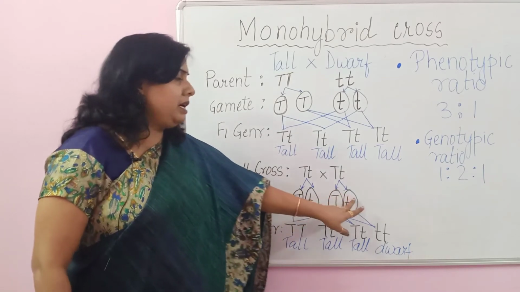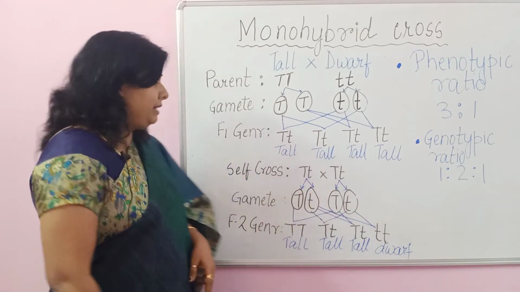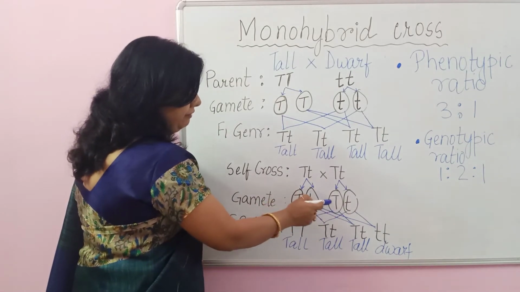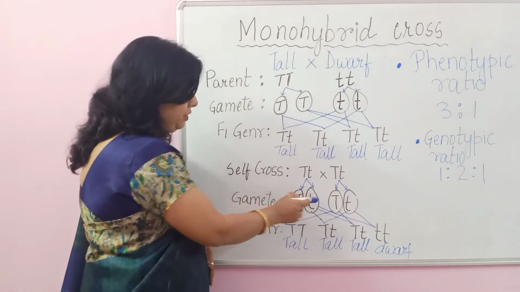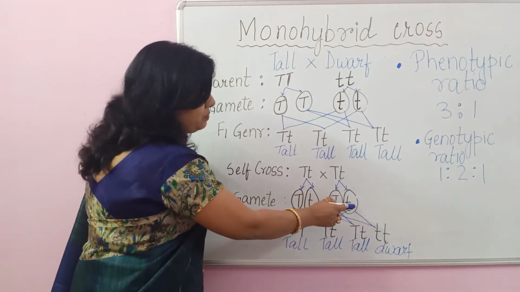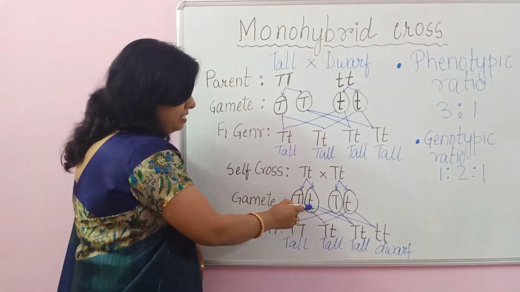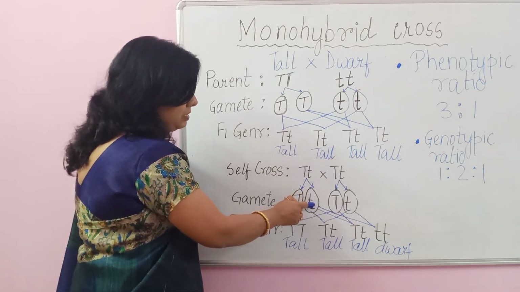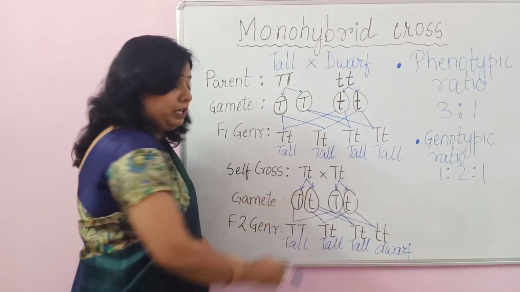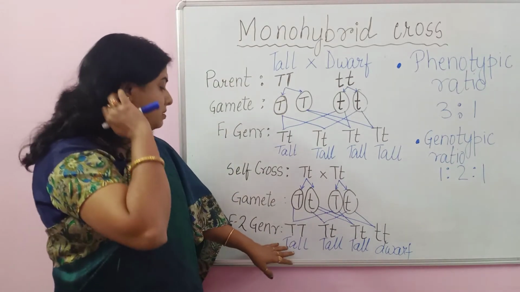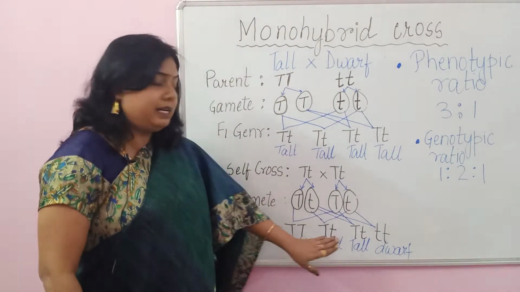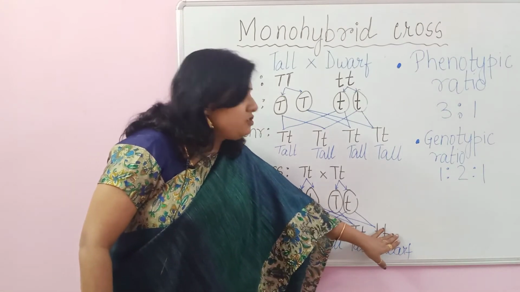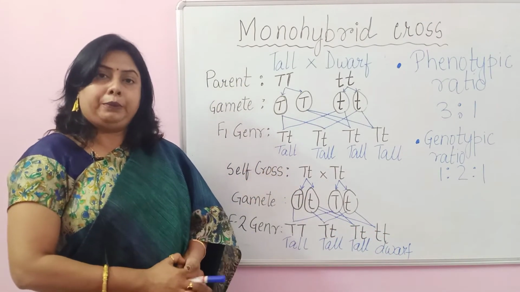Here also capital T and small t type. And then there will be random fertilization. This capital T can fertilize with this capital T. This capital T can fertilize with this small t. This small t can fertilize with this capital T, and this small t can fertilize with this small t. So what are the combinations possible? Capital T capital T, capital T small t, capital T small t, and small t small t.